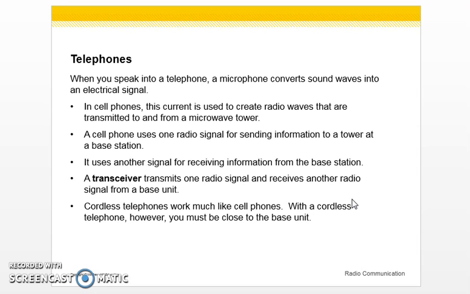Telephones. When you speak into a telephone, a microphone converts sound waves into an electric signal. In cell phones, this current is used to create radio waves that are transmitted to and from a microwave tower. A cell phone uses one radio signal for sending information to a tower at a base station. It uses another signal for receiving information from the base station. A transceiver transmits one radio signal and receives another radio signal from a base unit. Cordless telephones work much like cell phones. With the cordless telephone, however, you must be close to the base unit.